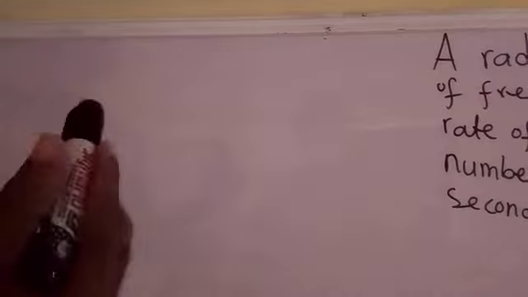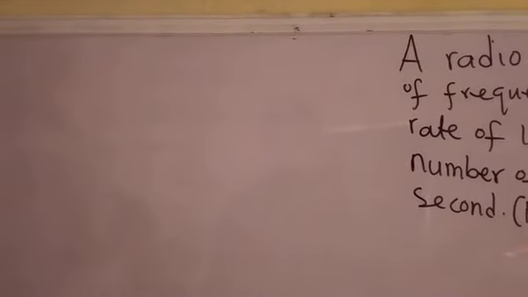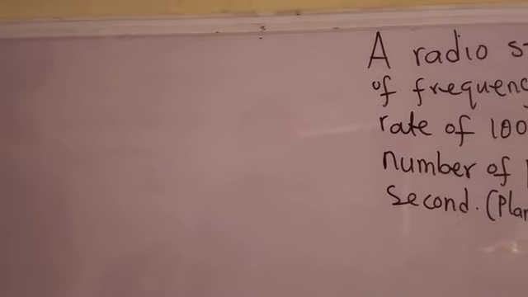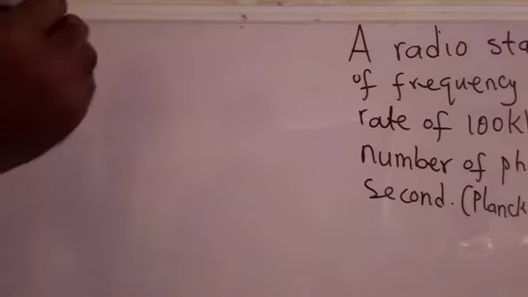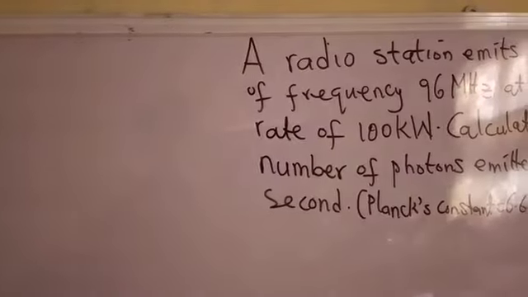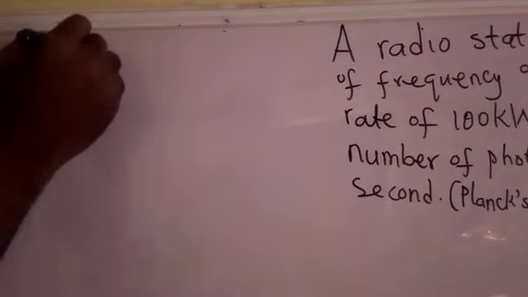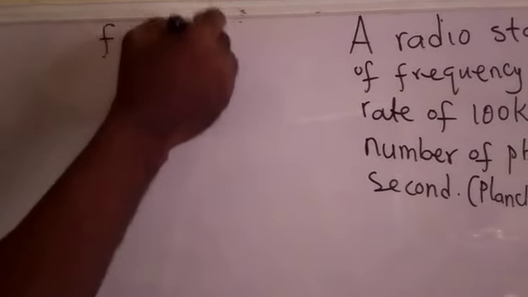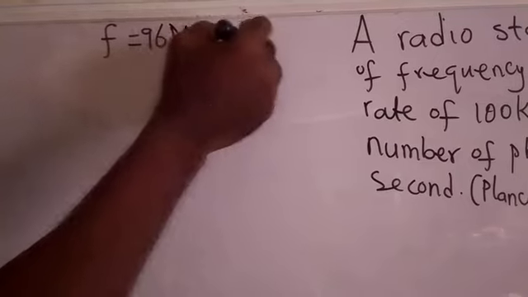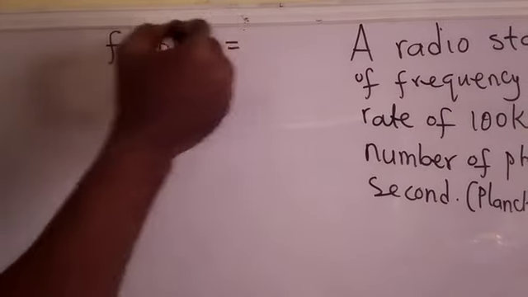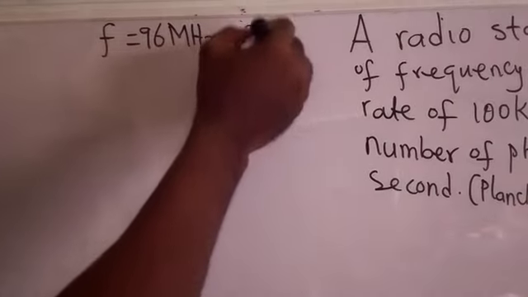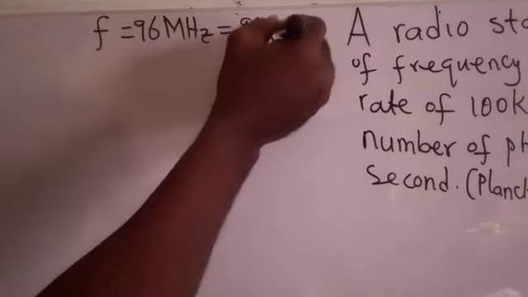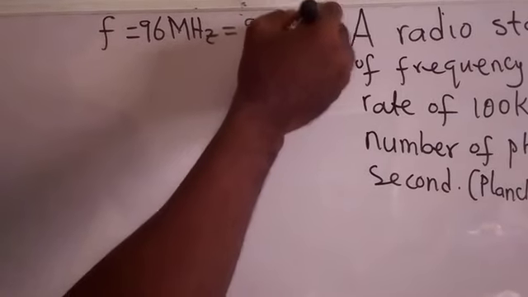Now, to understand how easy this question is going to be, you need to remember that this is based on quantum theory. First, bring out the parameters, that means the information provided in the question. We have the frequency as 96 megahertz. The best thing is to put it in SI units, which is 96. Mega means times 1 million. That means 10 raised to the power 6 hertz.